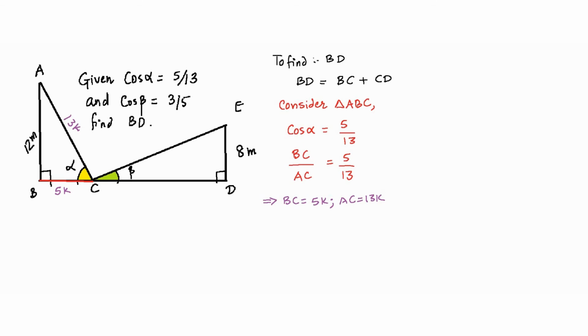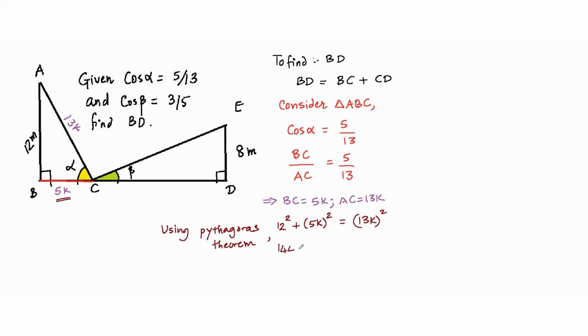So now we need to find the value of K. So I can say that 12 square plus 5K the whole square is equal to 13K the whole square. So why am I doing this? This is using Pythagoras theorem. So using Pythagoras theorem, this is what we get. Now why am I doing this? Because using this equation, I can find the value of K. And once I find the value of K, I can find the value of 5K also. That will give me the length BC.